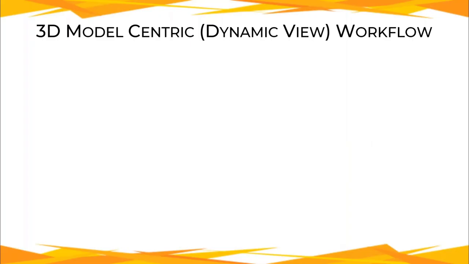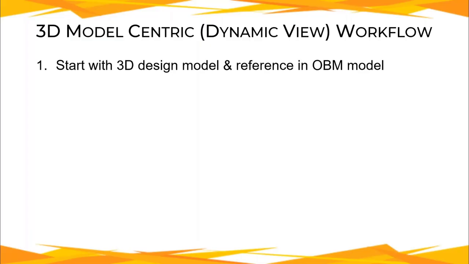So what does the 3D model-centric, I call it the dynamic view workflow, look like? Because really any of them, even OBM, ORD, the 3D to 2D plans production workflow, all use the same process. It's the dynamic view workflow process. So we always start off with a 3D design model, again, that black background model, and we're going to be referencing in an OBM model. And again, I'm going to go over a little chart or diagram in a minute that helps make this easier to visualize.